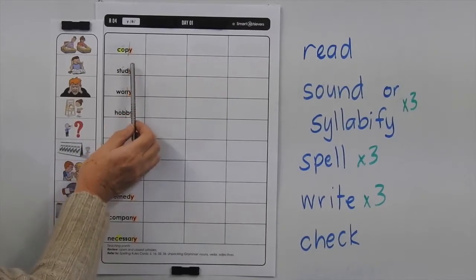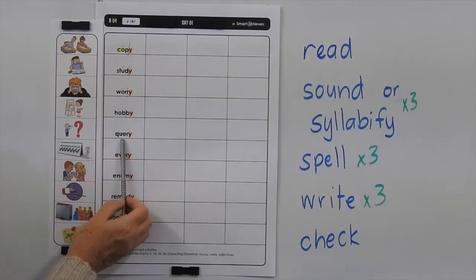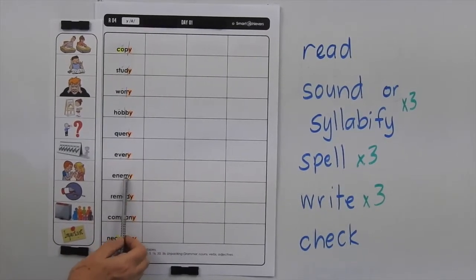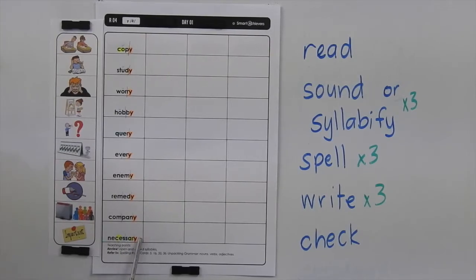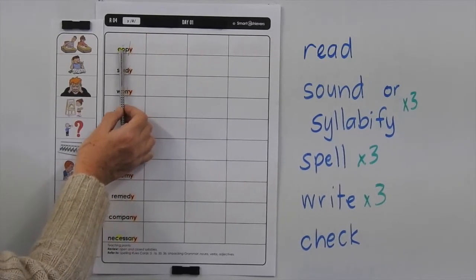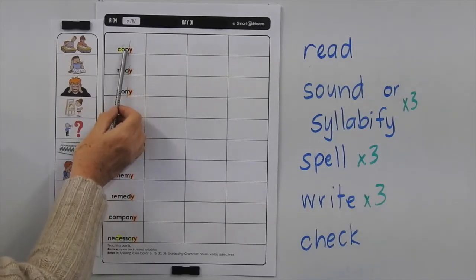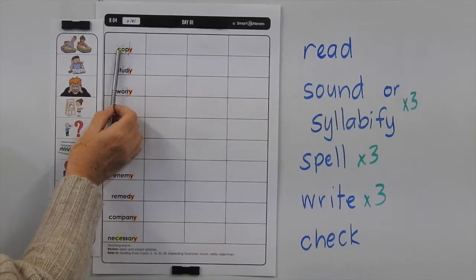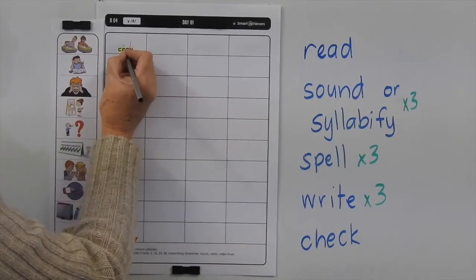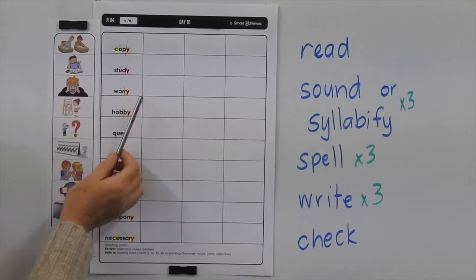So we've got copy. You can highlight the Y as we go: study, worry, hobby, query, every, enemy, remedy, company, and necessary. So we've got some other things hidden in here too. We've got a short vowel sound in copy, so we're closing the syllable off after the consonant. We know to use the C before an O for the K sound. If you need to, you can see a little C inside the O, that might prompt you.